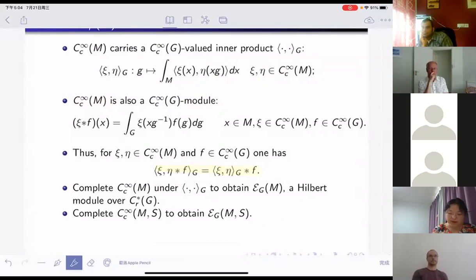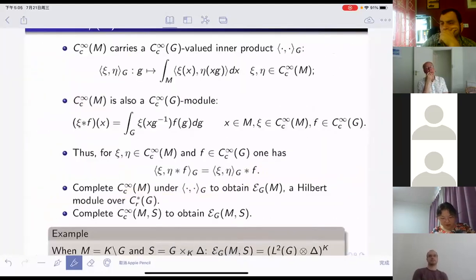By showing these conditions, one can really regard these compactly supported smooth functions on M as a C_c(G) module. After completing with respect to this inner product, we obtain a Hilbert module over C*(G), and we denote it by E_G(M). In a similar fashion, one can talk about sections of a vector bundle to obtain a Hilbert C*(G) module.